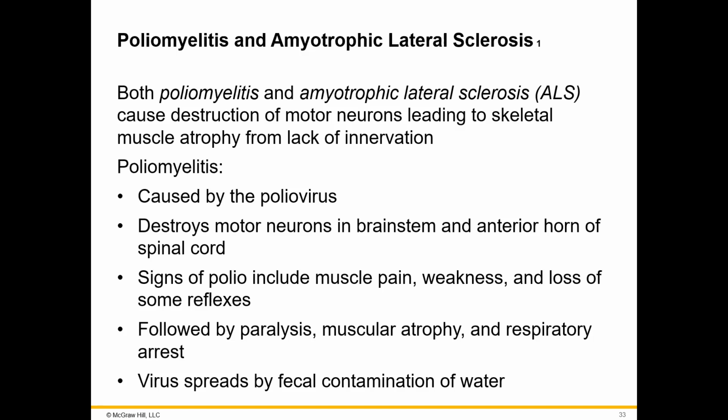Poliomyelitis is caused by the polio virus. It destroys motor neurons in the brainstem and the anterior horn of the spinal cord. Signs of polio include muscle pain, weakness, and the loss of some reflexes. It is followed by paralysis, muscular atrophy, and respiratory arrest. The virus spreads by fecal contamination of water. That's not good. So that's why food hygiene is important. You don't want to lose your anterior horn motor neurons because the deli guy didn't wash his hand.